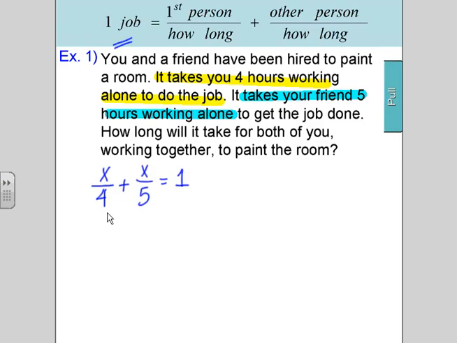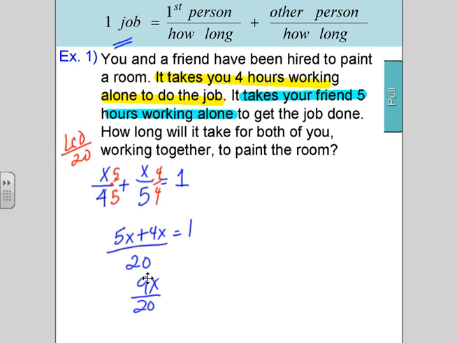So now we're going to start to solve this. We're going to find the least common denominator, and the least common denominator here is going to be 20. So I'm going to multiply the first fraction by 5 over 5 and the second fraction by 4 over 4. That's going to allow me to make sure that I have a common denominator. So I'll end up with 5x plus 4x equals 1. 5x plus 4x is 9x divided by 20, and 1 turned into a fraction equals 1 over 1.